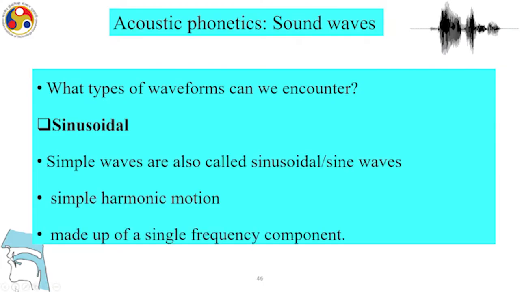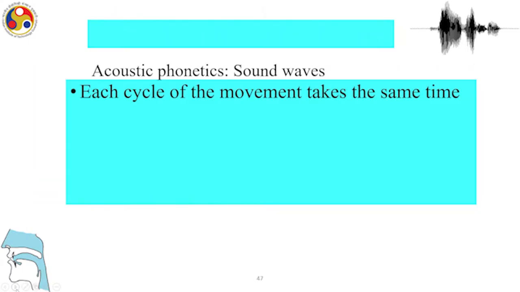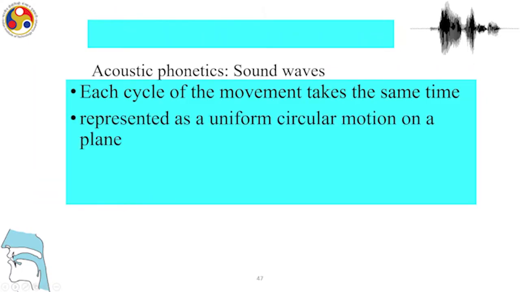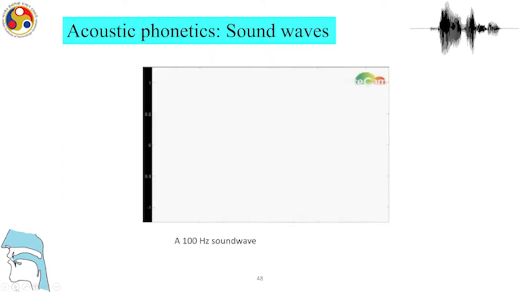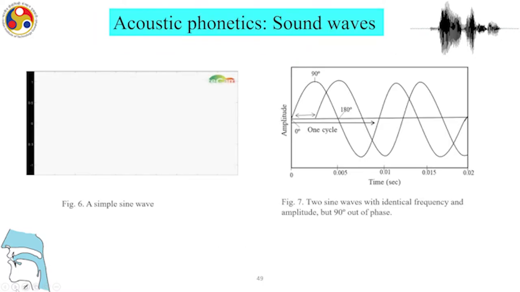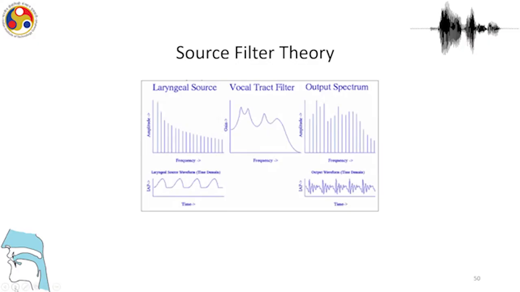So we saw an example of a simple wave with a simple harmonic motion. But the acoustic properties of sound waves in speech are not one repeating pattern. We have multiple repeating patterns, which you see here in figure 7. We have two identical sine waves here, and we will have another one here with the output spectrum. Multiple repeating patterns is what we see.